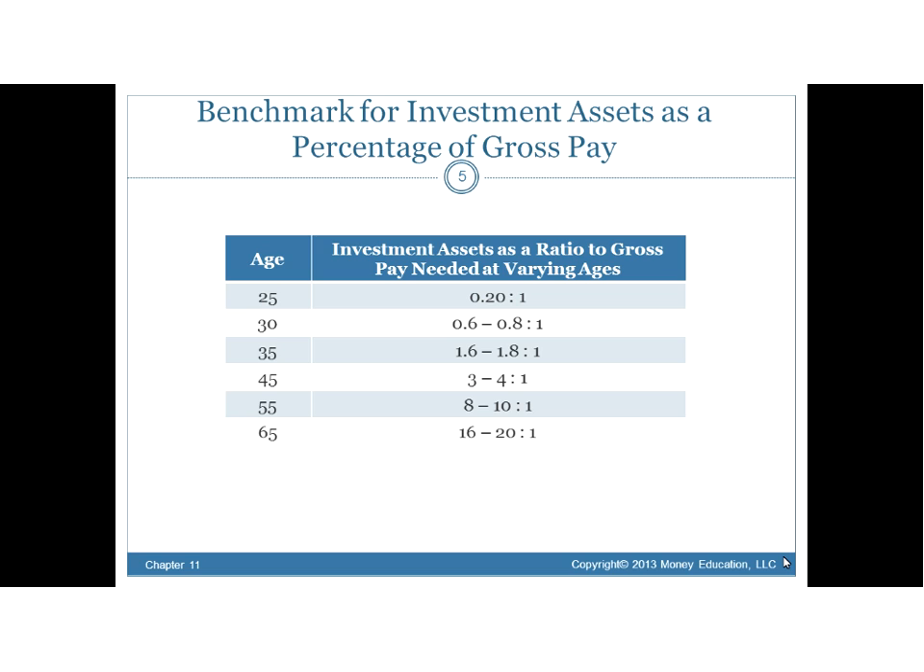So here are some guidelines. I'm not going to make you memorize these. The investment assets as a ratio of gross pay needed at various ages. So you need to have about 20% of what you make saved toward your retirement. If you're making $50,000 a year, you should probably have $10,000 saved toward retirement. By the time you get to age 35, still making say $50,000 a year, you need to have somewhere between $80,000 and $90,000 saved by the time you get to age 55.